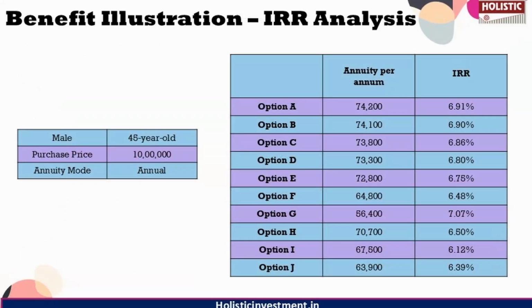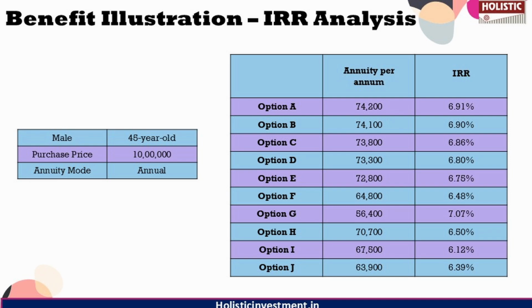Now, as we have a basic understanding, let us work out the IRR of this policy based on the benefit illustration given in the policy brochure. Let us assume a 45-year-old male buys this plan for 10 lakhs, which is the purchase price. He chooses an annual annuity. Since most of the plans provide a lifelong annuity, we have assumed a life expectancy of 85 years. In the case of joint life, we assume that the life expectancy of the last survivor is also 85 years.